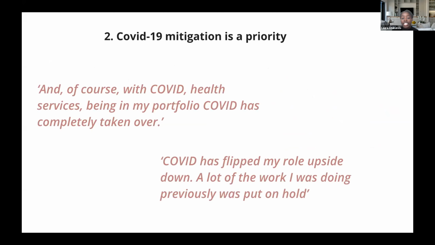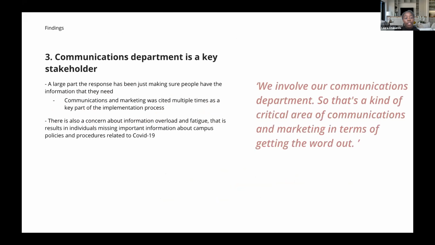The second insight was that COVID-19 mitigation is a priority. In 3 of the 4 interviewees that I talked to, that was a major, if not the main, priority in their role. These are 2 quotes from interviews when I asked them, how has COVID impacted your role? One said that COVID has completely taken over their work. The other said that it's flipped their role upside down, and a lot of work that they were doing previously has been put on hold.